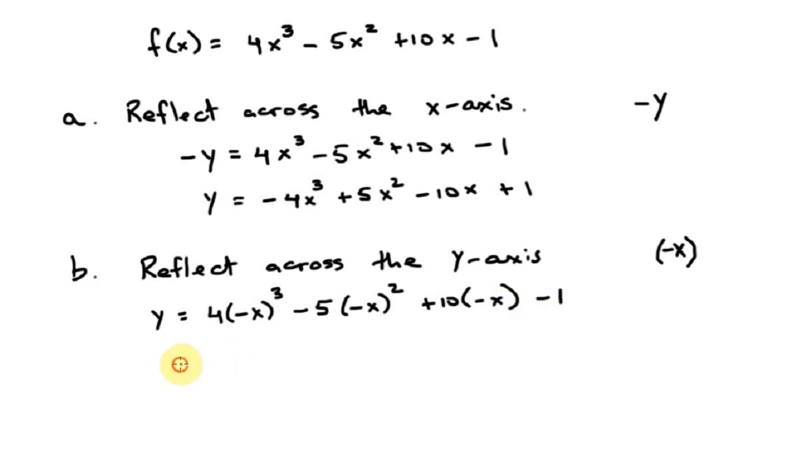Now we're going to just clean that up a little bit. This will stay as a negative x. When you cube it, it's still going to be negative, so this is negative 4x cubed. Now this negative x being squared turns into a positive, so it's just going to be staying put as minus 5x squared. And then this becomes a minus 10x, and then minus 1. There it is, totally with the reflection across the y-axis. Okay, let's clear the screen and look at my last example.